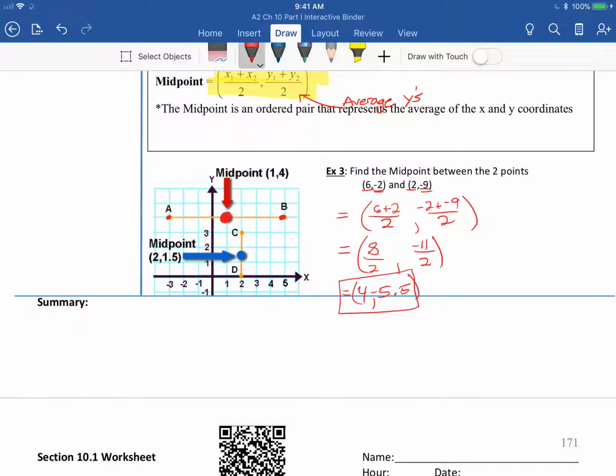Like I said, I didn't want to take a whole lot of time on that. You guys have seen that in Algebra 1. You've seen it in geometry, so you've seen it a bunch of times. I just wanted to make sure we review that before we get into the rest of Chapter 10.